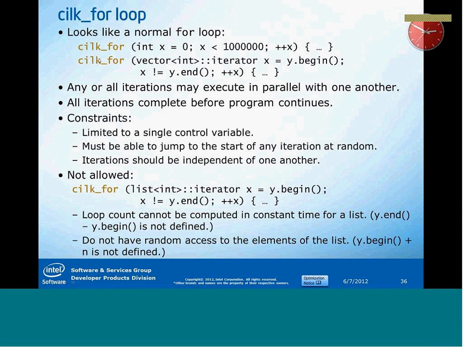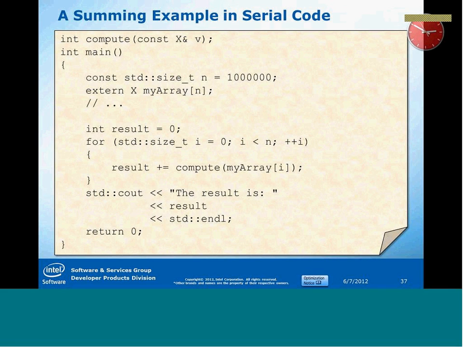For your loop, all you have to do is use cilk_for instead of for, and you're done. The loop has to be countable. There are some constraints, obviously, but it's fairly straightforward to use. So this is a summing example.